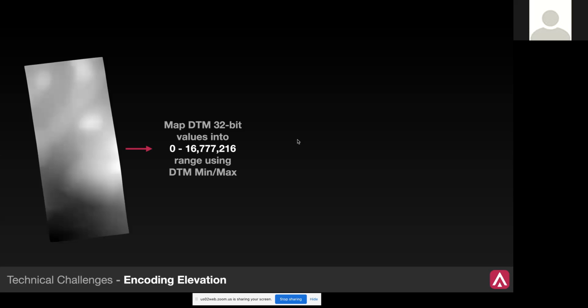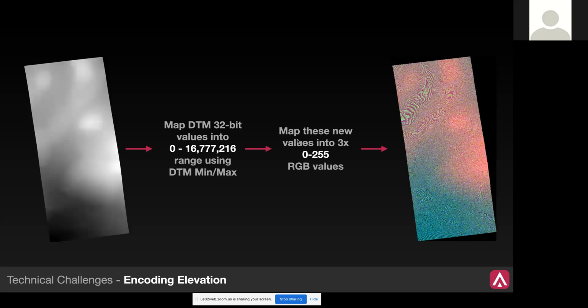So to walk you through that, each DTM has a valid minimum and valid maximum point. That's the bit of data that we're interested in, essentially. So we can find those values, the minimum and the maximum. We can map the minimum to 0, the maximum to that roughly 16.5 million, and then we have our new range data. The second step is to then take that new range and convert it into 3 separate 0 to 255 RGB values.